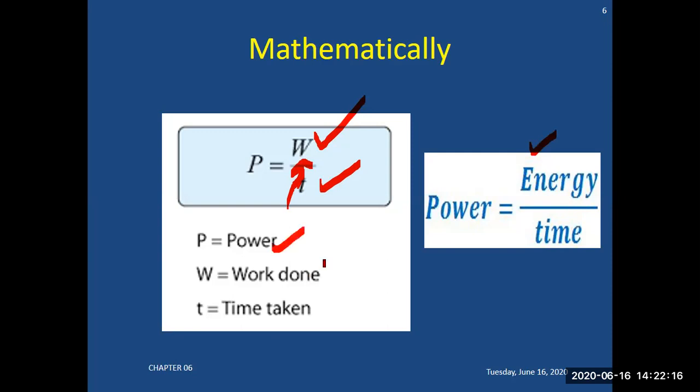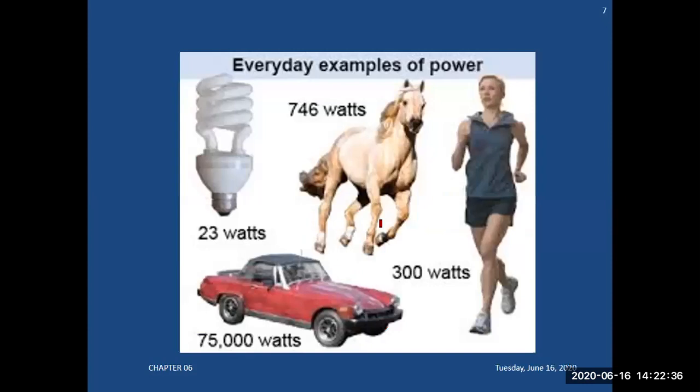Power P, work W, and time taken T. So power is equal to the energy consumed per unit time, the amount of energy consumed. On the other side, you can also explain that it is the amount of work done per unit time, or the rate of doing work. So these are the examples.